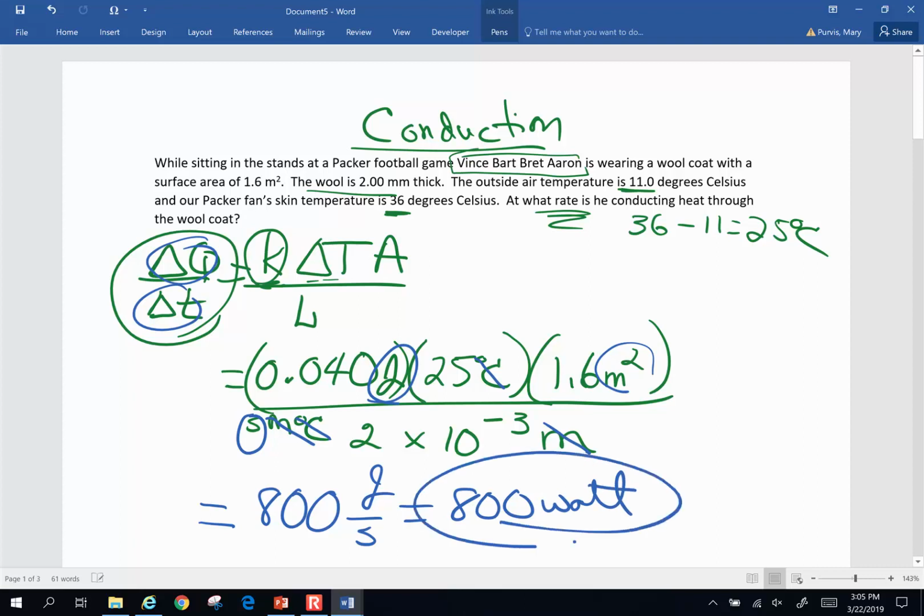So basically that's like 8 100-watt light bulbs. He's giving off a lot of heat. I suggest something thicker than that coat sitting outside.